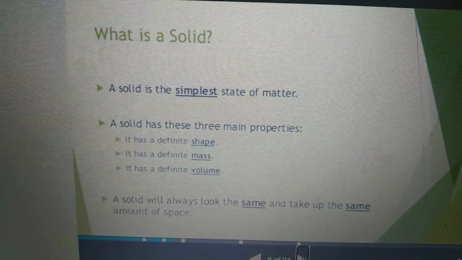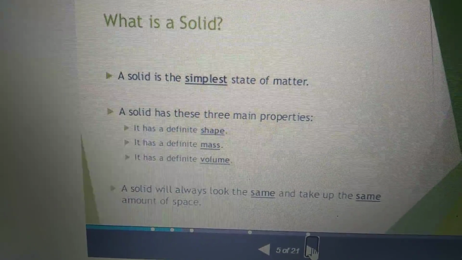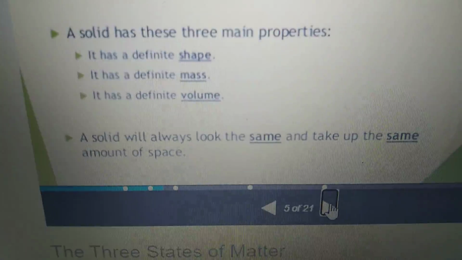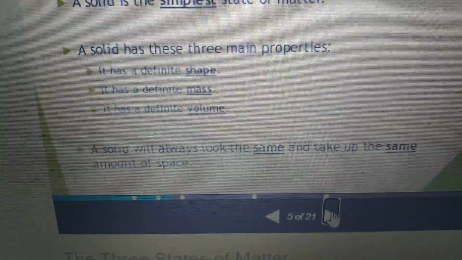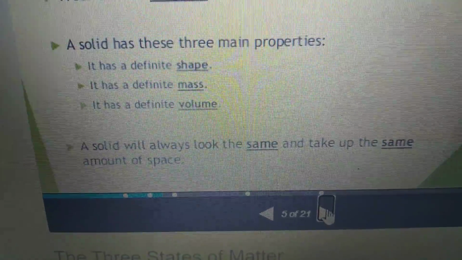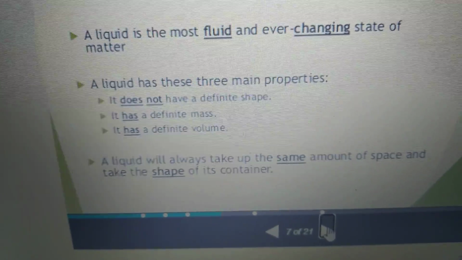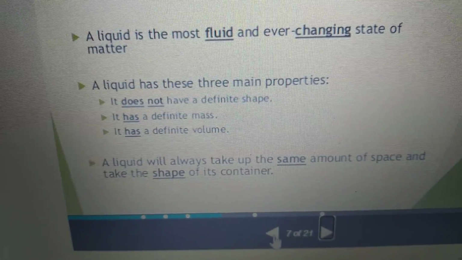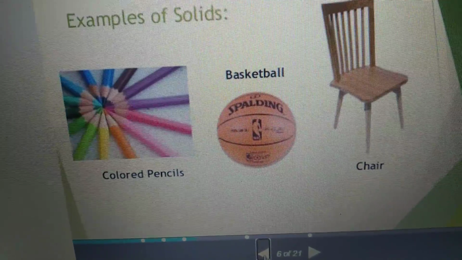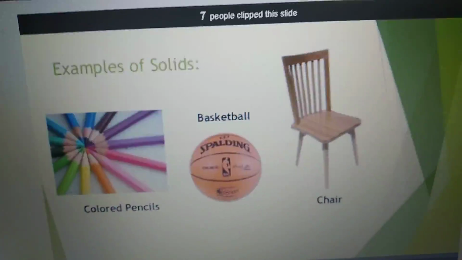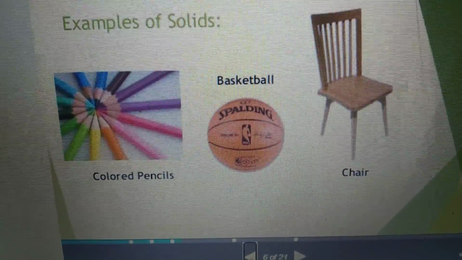Next, what is a solid, children? It is the simplest state of matter. A solid has three main properties. It has a definite shape, definite mass, and definite volume. A solid will always look the same and takes up the same amount of space. Can you give examples of solids? Like colored pencils, basketball, chair. These are examples of solids.